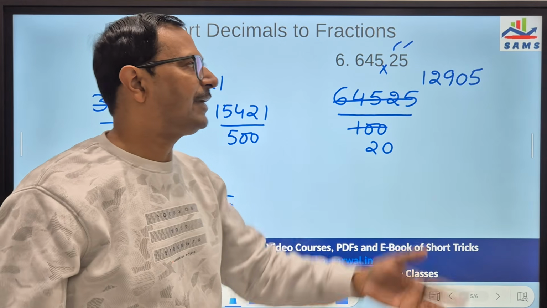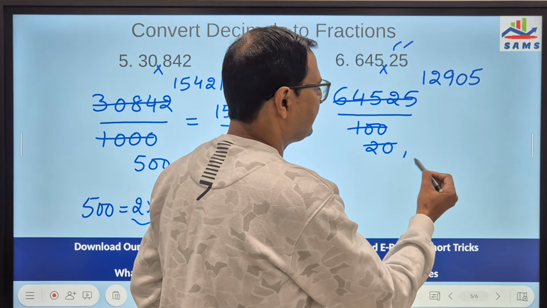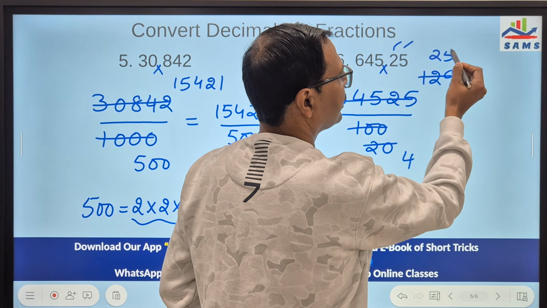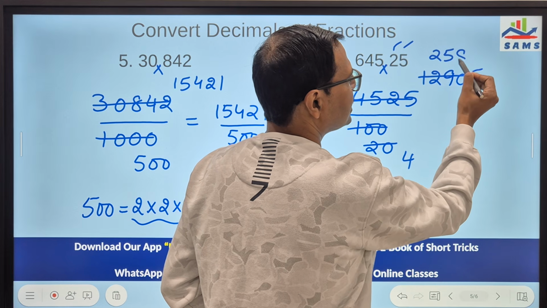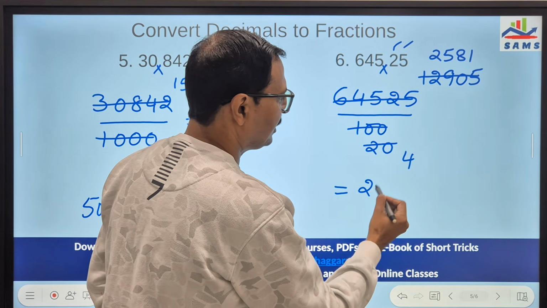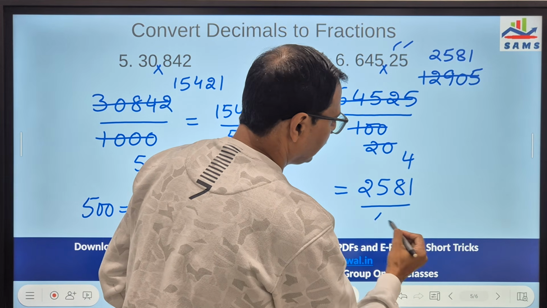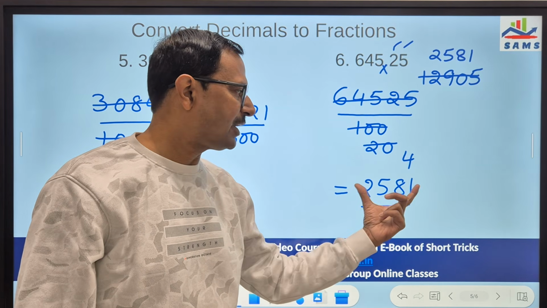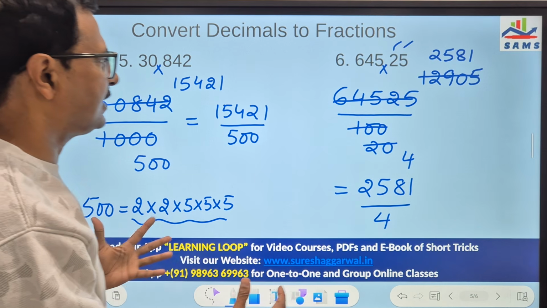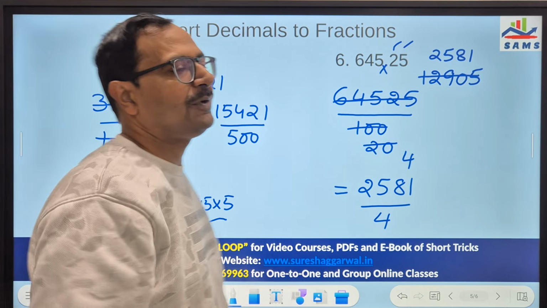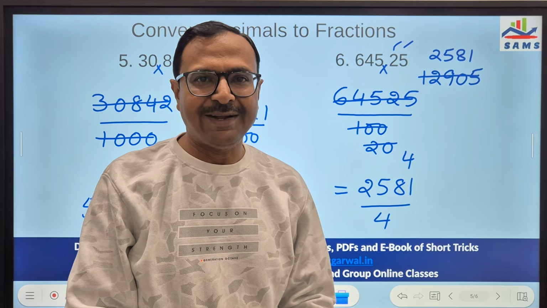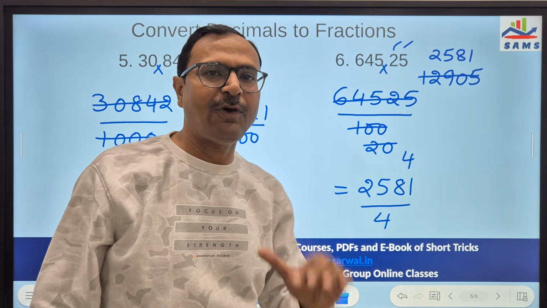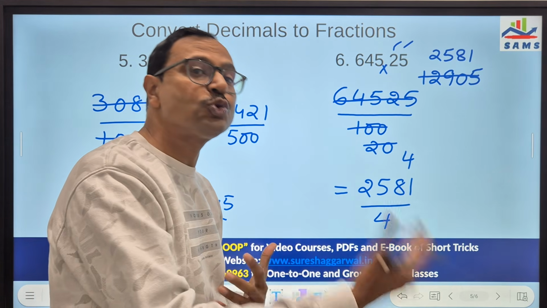Now further you have a common factor 5. See, so 5 4 times is 20, and 5 2 times is 10, 29 means 5, 48 and then 1. So the answer will be 2581 upon 4, because you don't have any other common factor. 4 is like 2 into 2, so this is not divisible by 2. Now this is smartness, how to cancel the common factor between numerator and denominator to get to the final answer. So I hope you have understood thoroughly how decimals can be represented in the form of a fraction, and then fraction reduced to its simplest form.